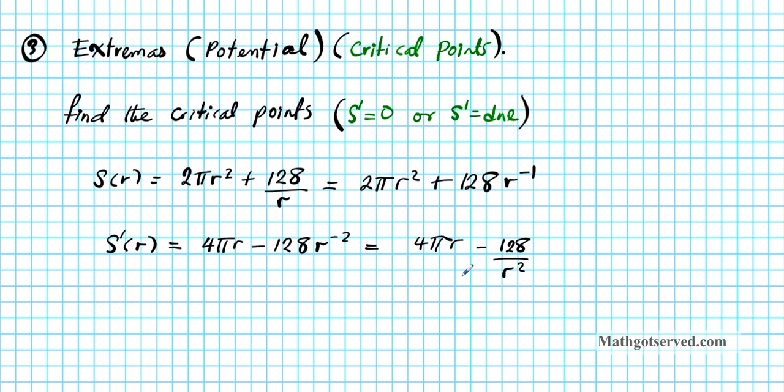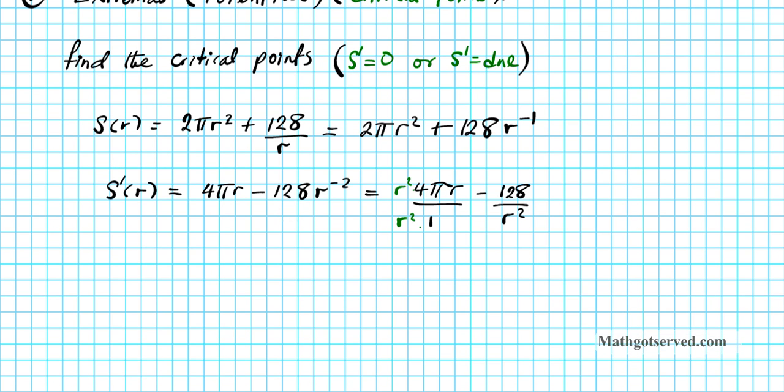Now let's combine these two. I like to write my derivative as a numerator and denominator so we can know exactly where it's equal to 0, the numerator, and where it does not exist, which is basically the denominator component. All right, so put this over 1, and let's unite them. We need to find the LCD, times this by r squared top and bottom, and our derivative S prime of r in combined form is going to be 4 pi r to the third minus 128, this entire thing divided by r squared.